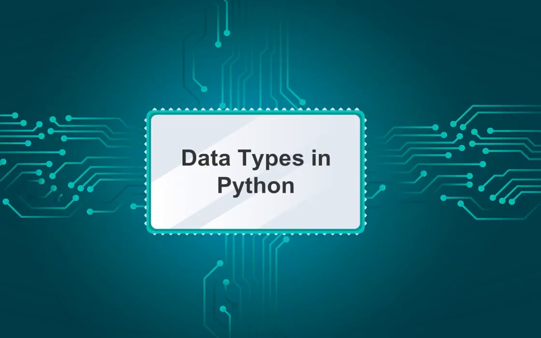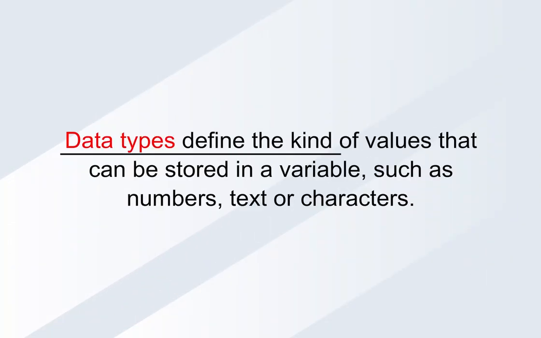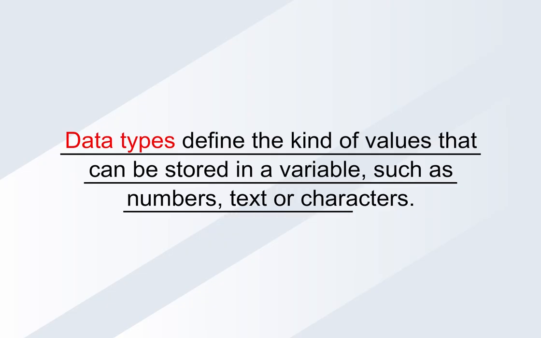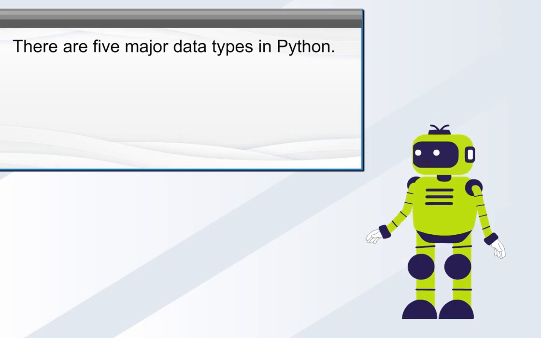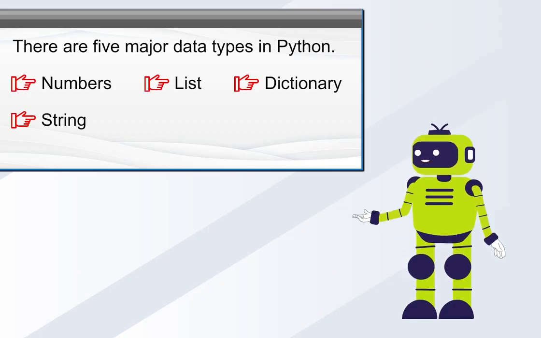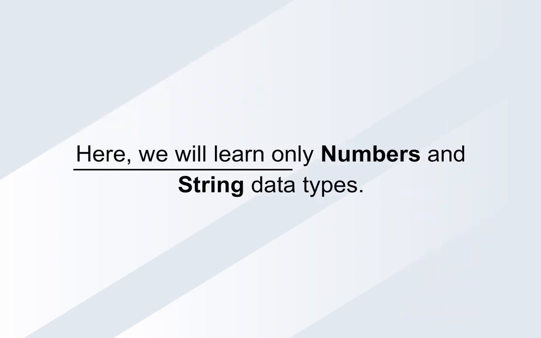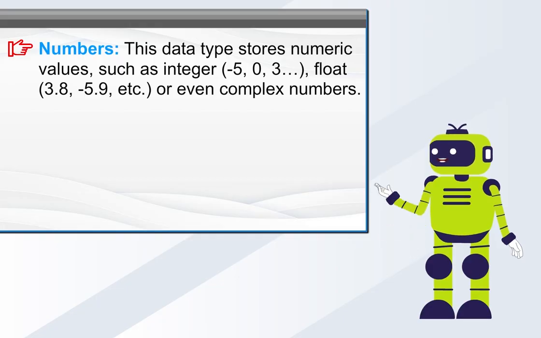Data types in Python. Data types define the kind of values that can be stored in a variable such as numbers, text or characters. There are 5 major data types in Python: numbers, list, dictionary, string, tuple. Here we will learn only numbers and string data types. Numbers. This data type stores numeric values such as integer -5, 0, 3, float 3.8, -5.9, etc. or even complex numbers.